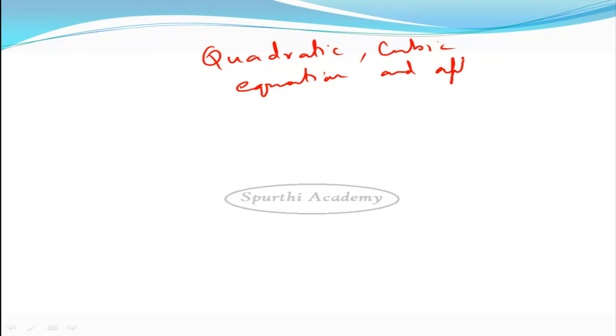Quadratic equation, cubic equations, and applications of equations in general to coordinate geometry.